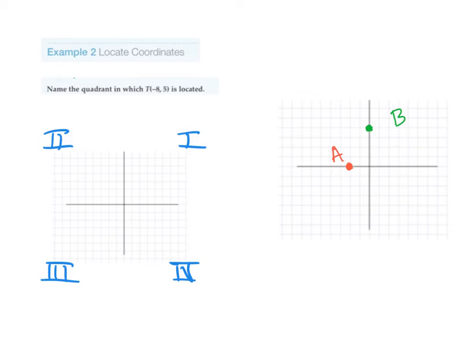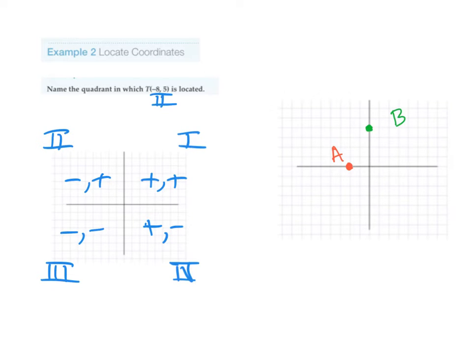So these are all positives. These are negatives and positives. Down here would be your negatives, negatives. And then we finally have our positive and negative coordinates. So this is how you identify quadrants and where a coordinate is. So if I want to name the quadrant for -8 and 5, I look at which one is first negative and next one positive. So this would be quadrant 2.